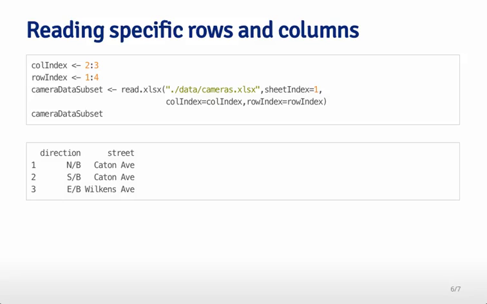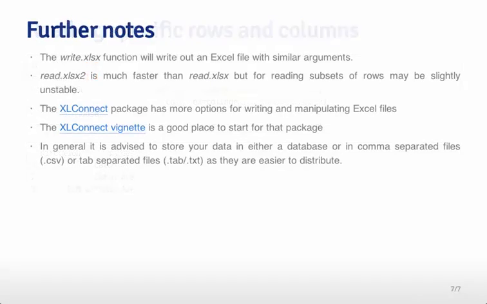One thing to keep in mind is that you can read specific rows and specific columns. So, for example, if you want to read just the second and third columns, and just the first through fourth rows, you can pass those as variables, colIndex and rowIndex, to read.xlsx, and you'll only read a subset of the Excel file, which might be useful if you only want to extract a little part of the file that you have.